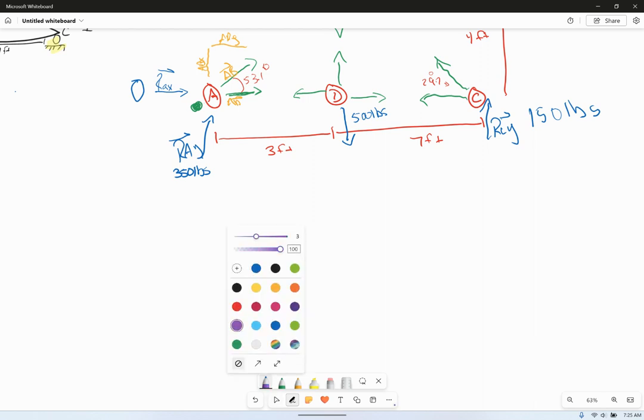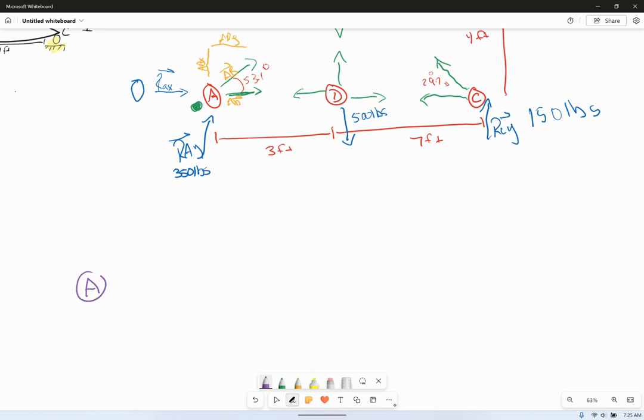So we'll do all this in purple. So I have joint A. What is everything that I know about joint A? I know that I have 350 pounds going in the upward direction. So we've already solved for that one. I know that I have 0 pounds going in that direction there.